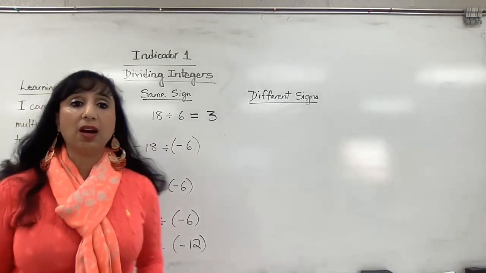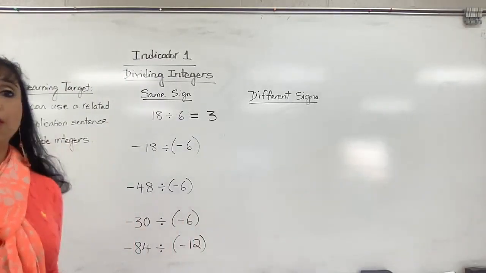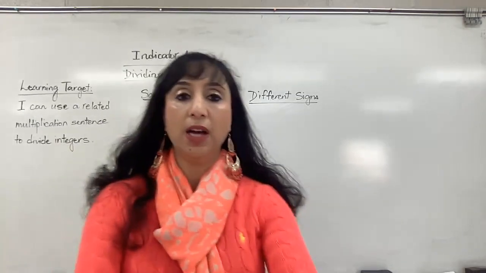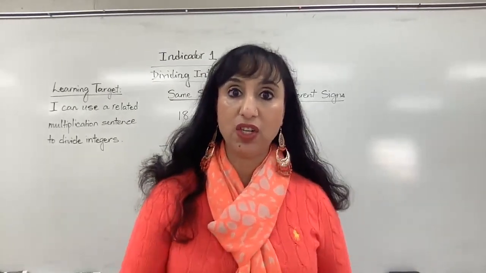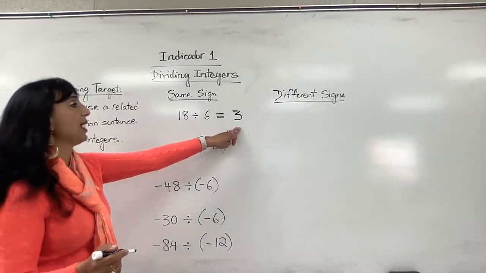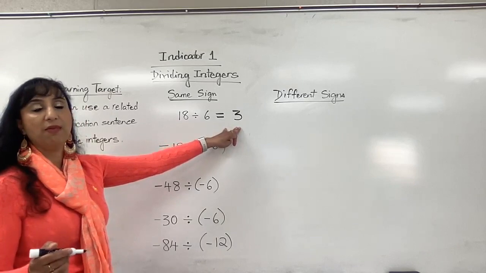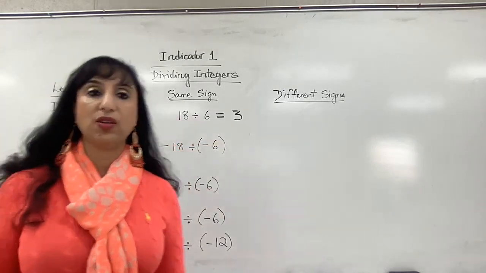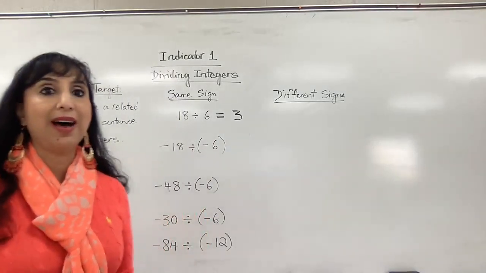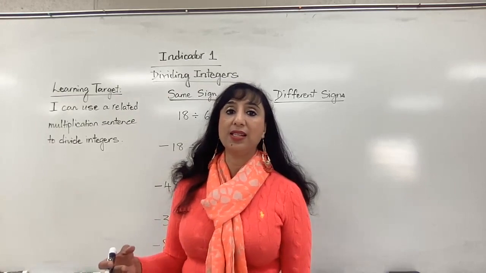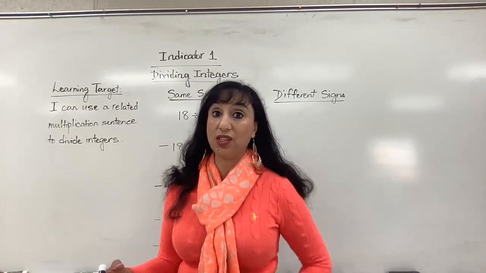When I talk about a multiplication sentence, all I look at is the opposite or the inverse of division, and the inverse of division is multiplication. So all I can say is 3 times what is going to give me 18. So I know that 3 times 6 is going to give me 18, and that's how I confirm that a multiplication sentence is being used to divide the integers also.